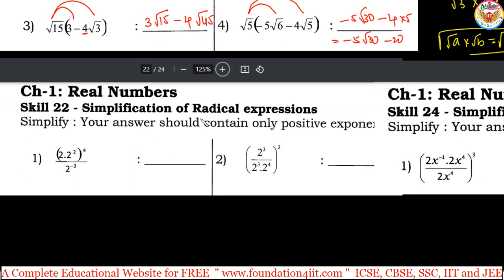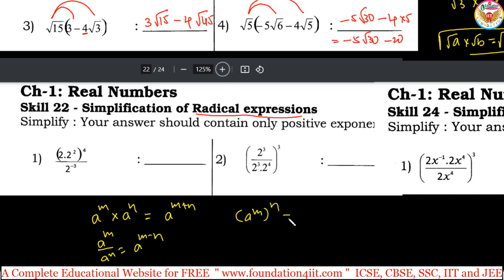Now, to solve this type of problems on simplification of radical expressions, we have the exponent rules we studied in the previous class. a to the power m into a to the power n is a to the power m plus n. Next, a to the power m divided by a to the power n is a to the power m minus n. And one more rule, a to the power m whole to the power n is equal to a to the power m into n. Okay, so these three rules you apply to solve here.